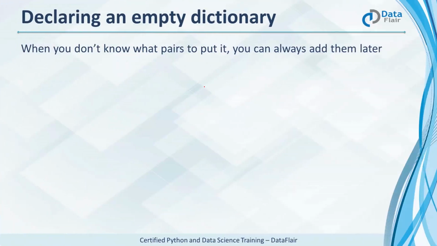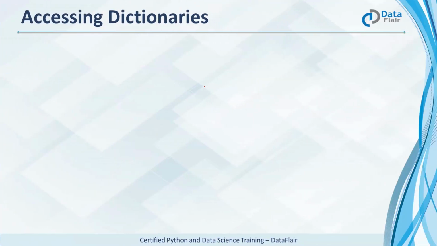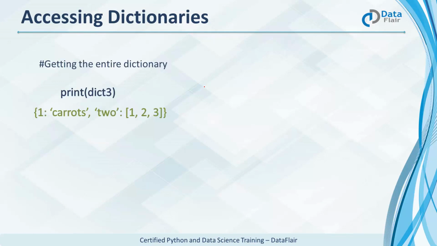We can always create an empty dictionary and populate it later. This is an empty dictionary. Let's add key-value pairs one by one. And now, when we print it, this is the dictionary we have. Let's access values from this. We can print the entire dictionary.